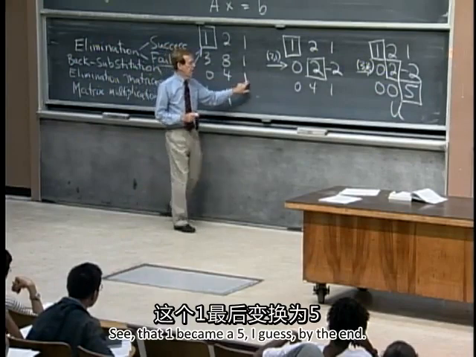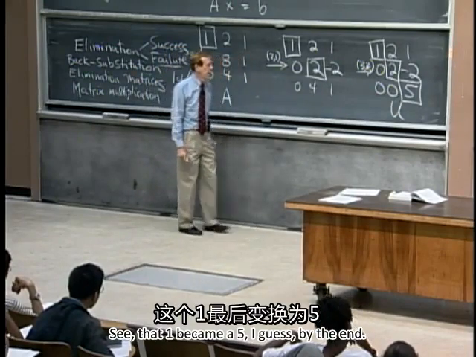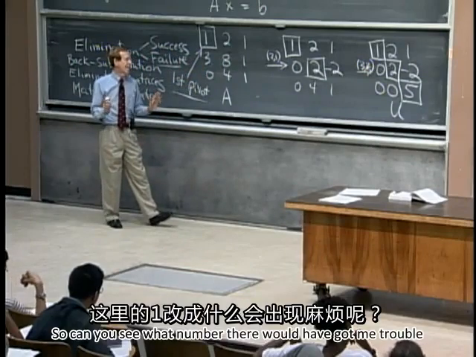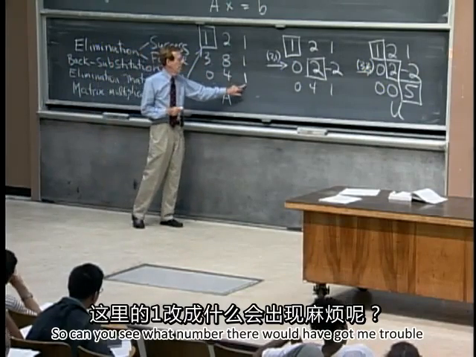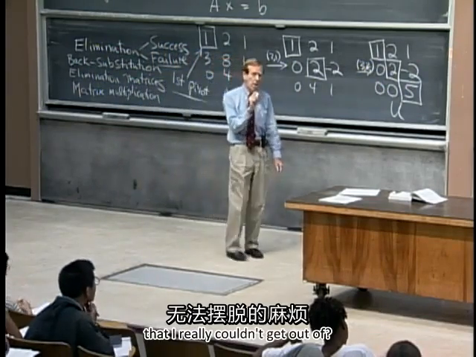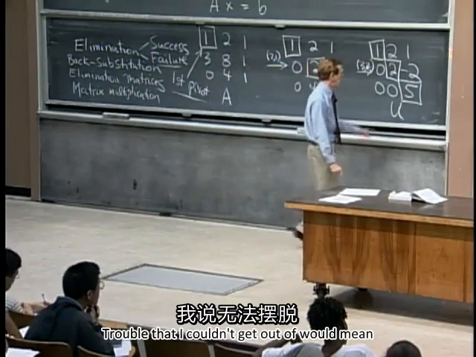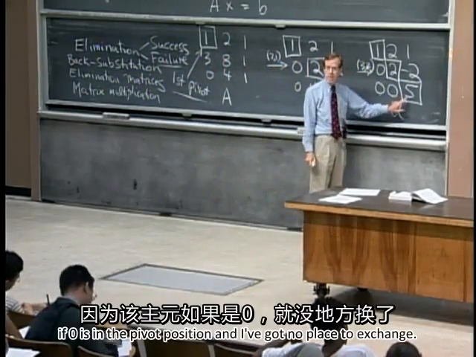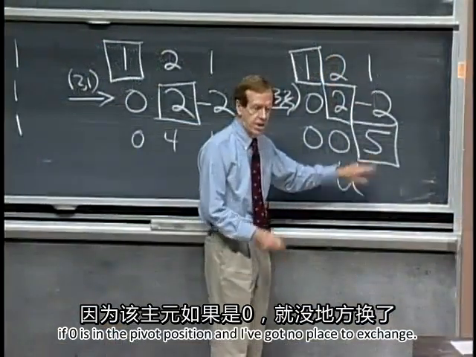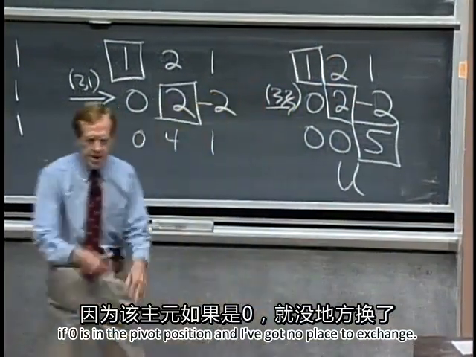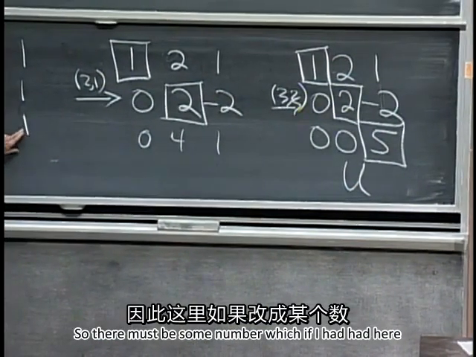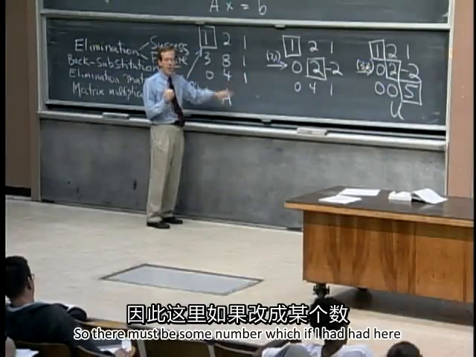See, that 1 became a 5, I guess, by the end. So can you see what number there would have got me trouble that I really couldn't get out of? Trouble that I couldn't get out of would mean if 0 is in the pivot position and I've got no place to exchange. So there must be some number which, if I had it here, would have meant failure.